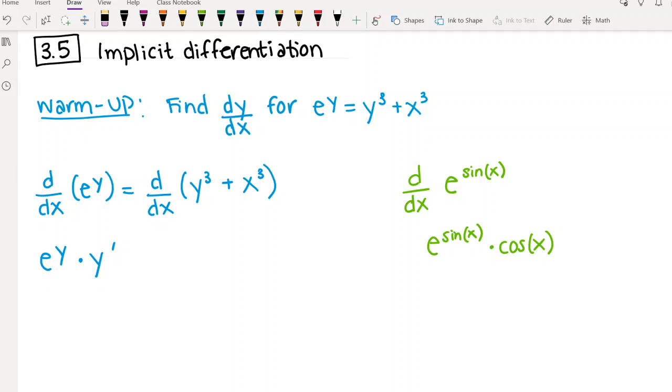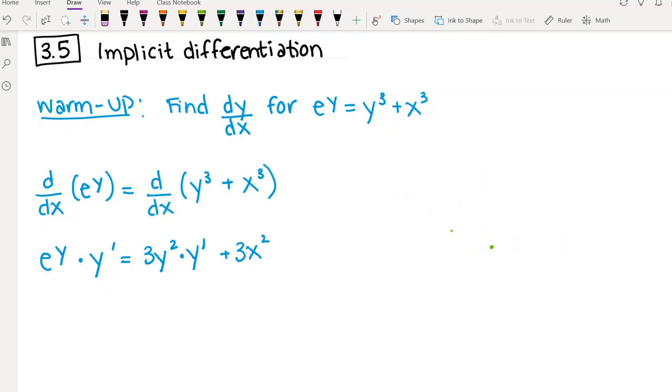And then on the right-hand side, we get, so the derivative of y cubed, again, we have to do this chain rule thing, where we're first going to take the outside derivative, so we're going to do 3y squared, and then we have to multiply that by y prime because that's the inside derivative. And then when we get to anything that is only a function of x, then we don't have to worry about any of the extra stuff, and we just take the derivative normally. So we get 3x squared.